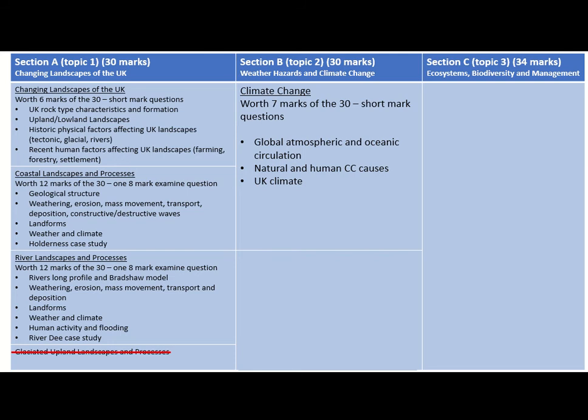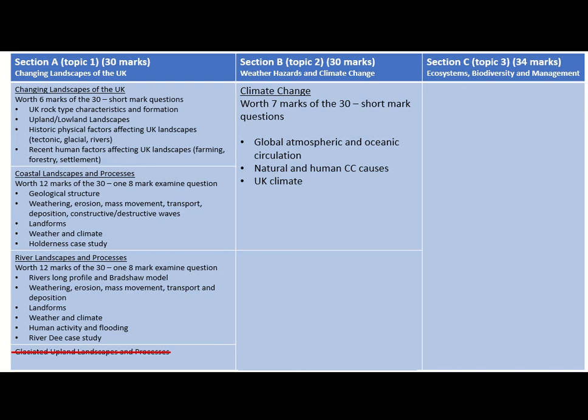You might have a small explain question to extend, but you could only be asked about global atmospheric and oceanic circulation, which sounds horrible, but remember there is a PowerPoint which talks you through and revises the entire content for section B, so you can look that up if you're not sure. Natural and human causes of climate change, including kind of what humans are doing in terms of industry and agriculture and energy production. And we look specifically at the UK's climate, so how the UK's climate varies from north to south and what the difference is or what causes those variations.